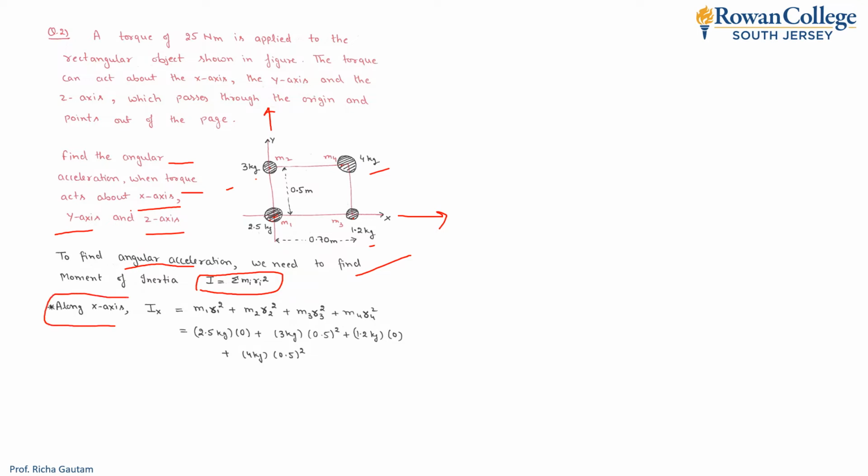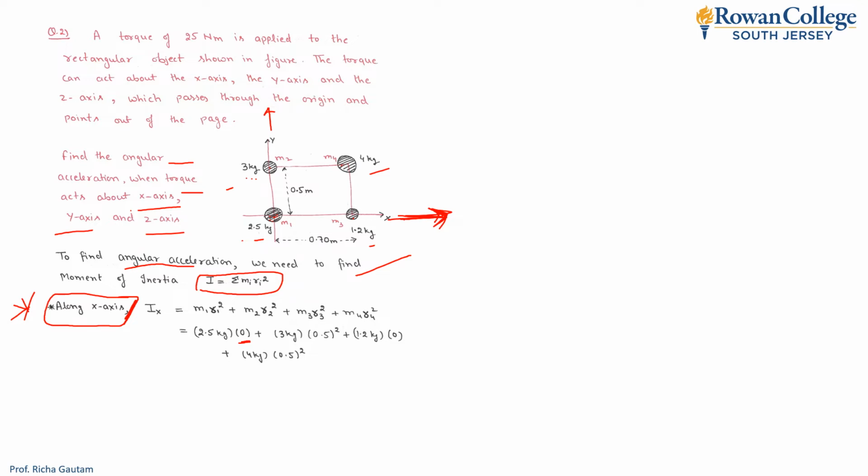So this is the important thing again, your axis of rotation. Firstly, we are talking about the axis of rotation being the x-axis. So you're going to check the distances from the axis of rotation. For the first mass, which is your 2.5 kilogram, since this is on the x-axis, its distance is 0.